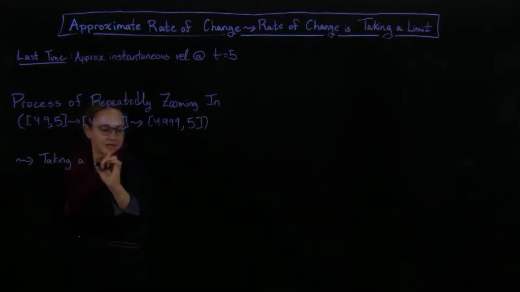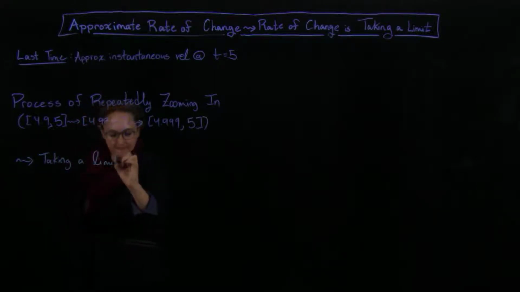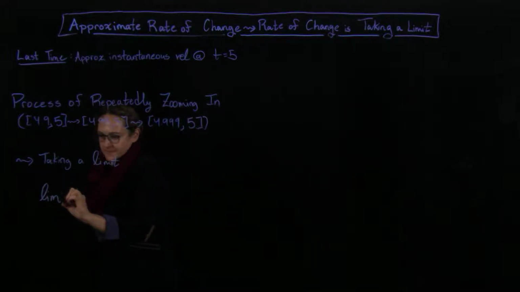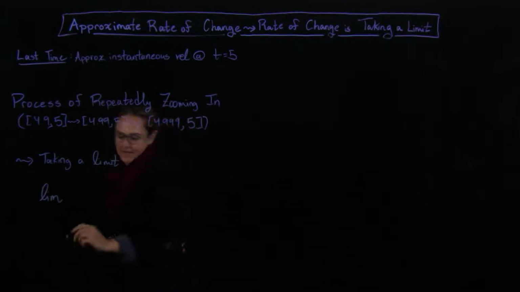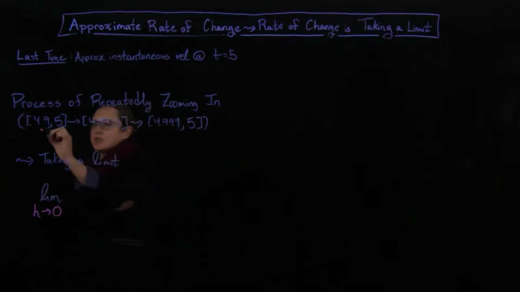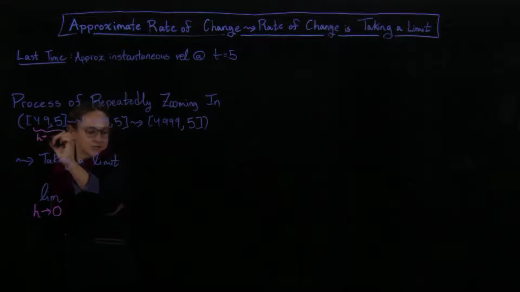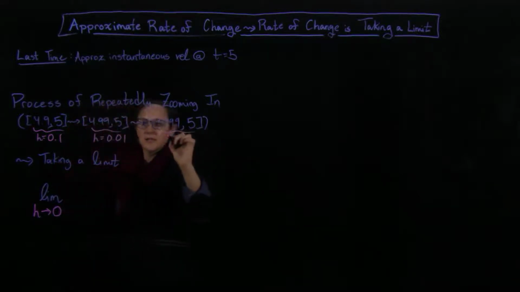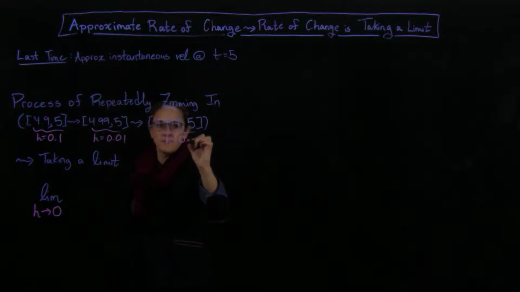And what limit in particular is this? This is the limit as h goes to 0. And what is this h going to be? This is h equals 0.1, this is h equals 0.01. So we're looking at the width of this interval.